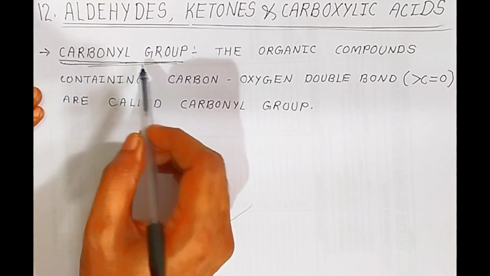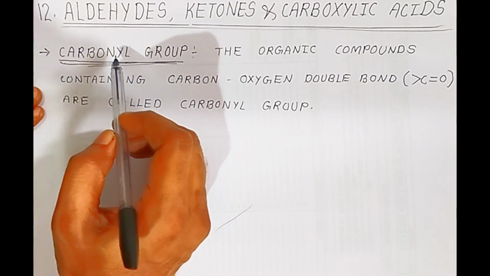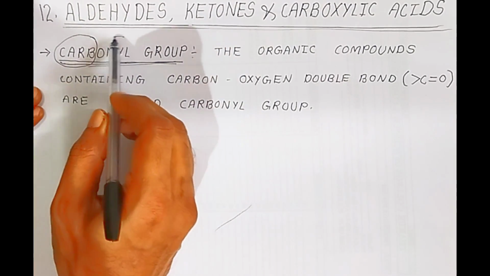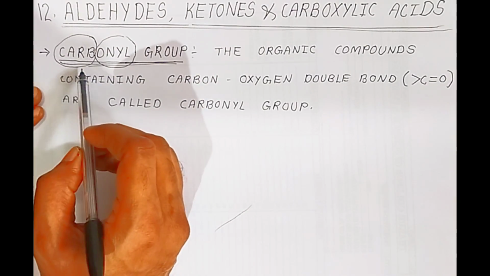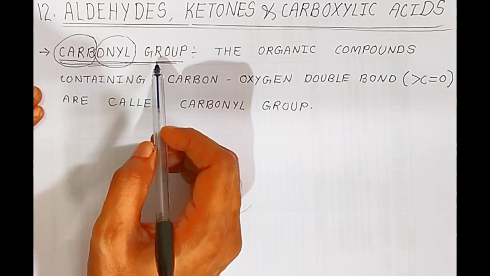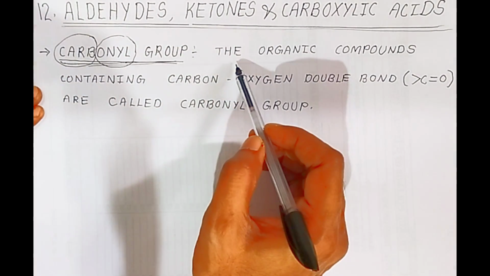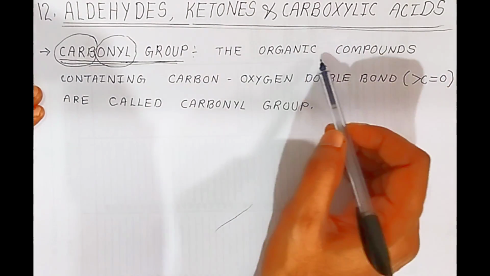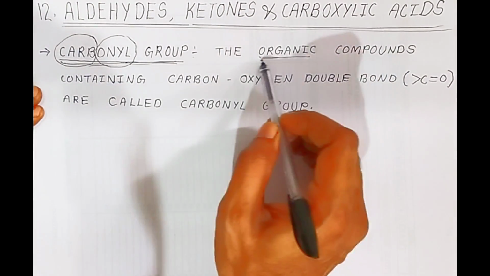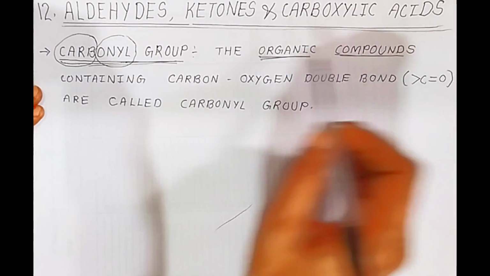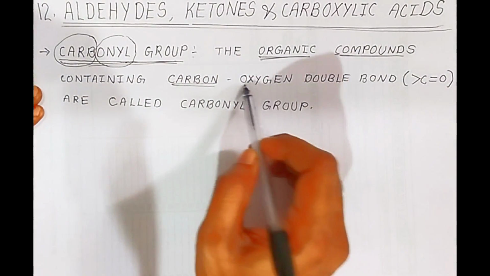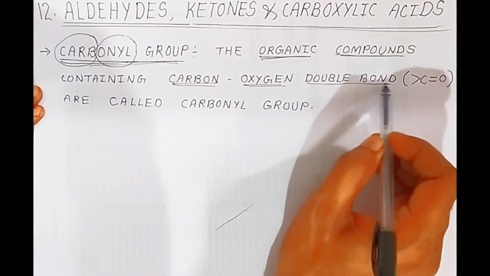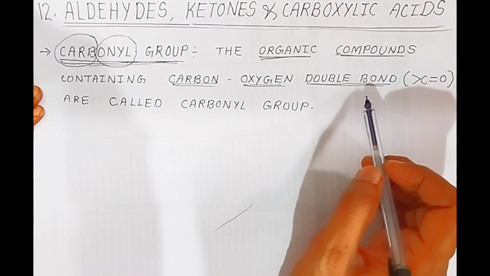So first students, you should understand what is carbonyl. Carbo and ONY, that is nil. Carbonyl. Carbon and oxygen group we call as carbonyl group. What is carbonyl group? We are talking only about organic compounds containing a carbon-oxygen double bond. Between carbon and oxygen there should be a double bond.